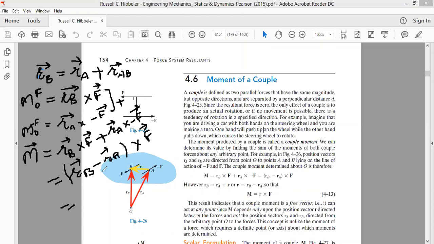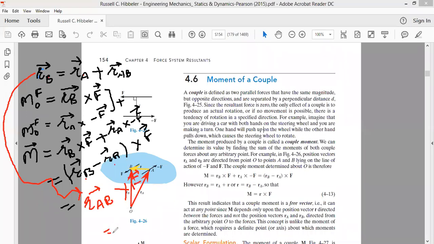Now use the triangle law of vectors, that is RB minus RA. From this we can write RB minus RA is equal to RAB. That is, this is RAB cross F. So this is RAB cross F.